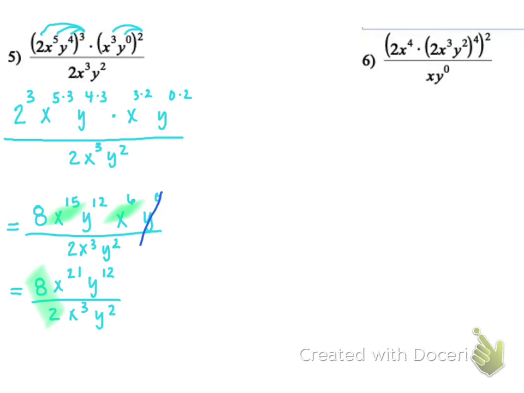That's 8 divided by 2, which gives me 4. And then with division of powers, I subtract. So I get x to the 21st minus 3, y to the 12th minus 2. And final answer, 4x to the 18th, y to the 10th.